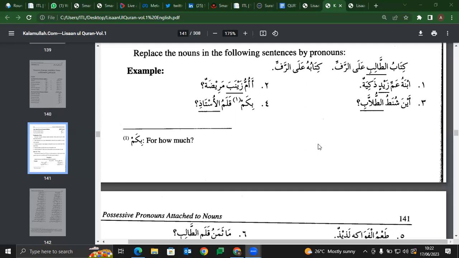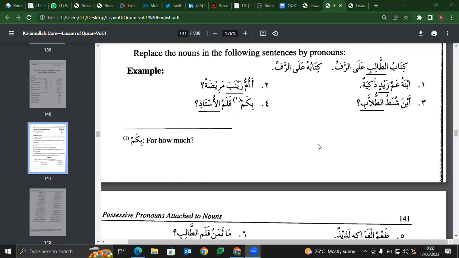It depends on the mahalli. Where is it coming? It's mahalli. For some words, the mahalli will determine whether it is majroor or mansoob. What is mahalli? The place. You remember, the place, i'rab al-mahalli.